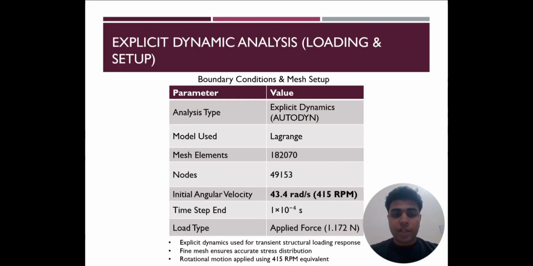So now I will be discussing the explicit dynamic analysis which we did in ANSYS Autodyn to study the turbine structure behavior under realistic dynamic conditions. The Lagrangian model was used with approximately 182,000 elements and around 49,000 nodes, and this ensured high accuracy in stress distribution. An initial angular velocity of 43.4 radians per second, equivalent to 415 rpm, was applied to simulate actual turbine rotation. Additionally, an aerodynamic force of 1.172 newtons obtained from CFD analysis was applied, and a very small time step of 1 times 10 to the power minus 4 seconds was used to capture transient structural response accurately.